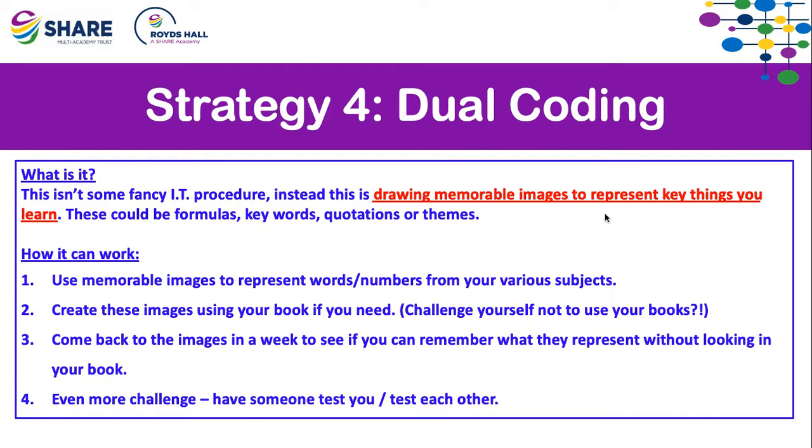So it's called dual coding. Now, this might sound like some very fancy IT procedure, but actually, it's very simple. Dual coding involves using images and pictures to represent key things that have been learned in particular subjects. So these could be formulas, they could be keywords, they could be quotations, or they could be key themes for particular texts that they've studied.